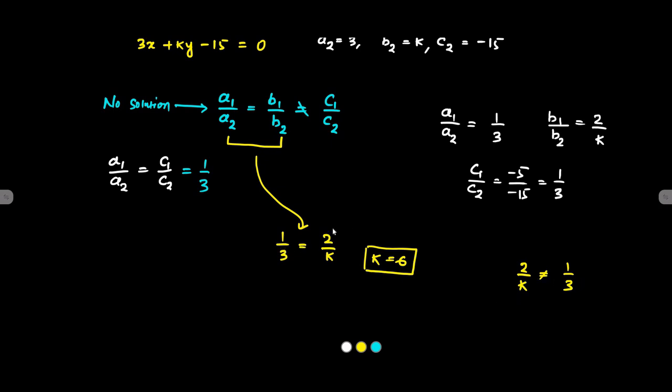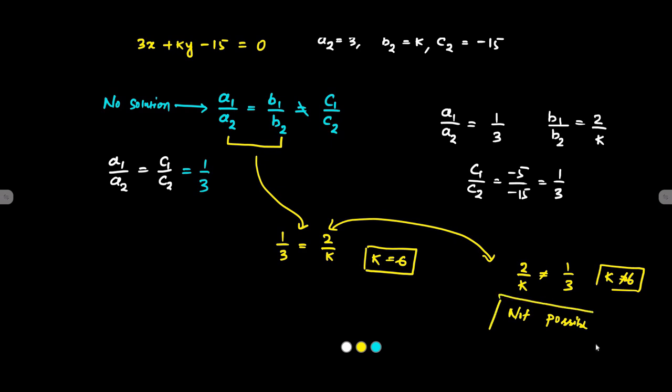So 2/k should be equal to 1/3, and also it should not be equal to 1/3. The existence of both of these conditions simultaneously is impossible. It is impossible for a ratio to be equal to a particular value and then not equal to that value. So this condition is not possible. Here 2/k is not equal to 1/3 means k should not be equal to 6. So k should be equal to 6 and not equal to 6 at the same time. How is it possible? It is not possible.